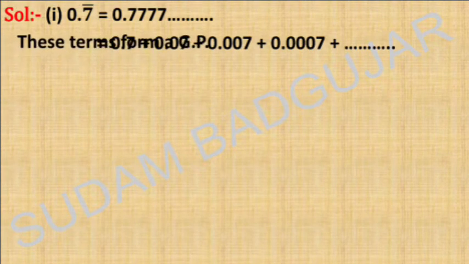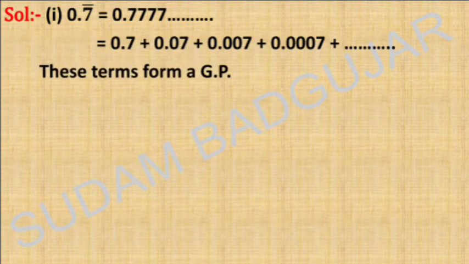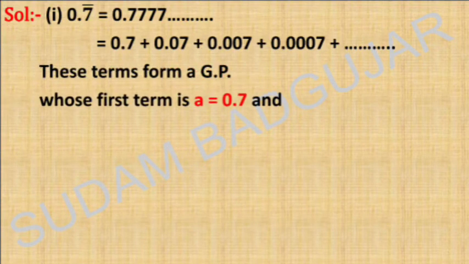These terms form a GP, so you have to apply the sum to infinity formula. We need A as well as R. For applying the formula, first you find out the condition. If the condition is satisfied, then you can find the sum to infinity.